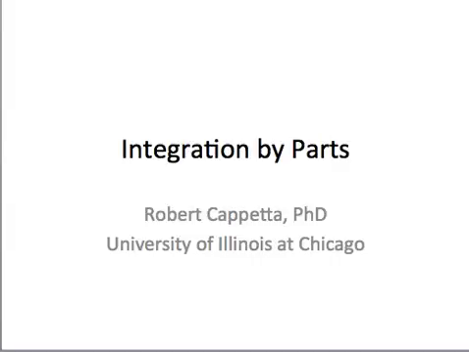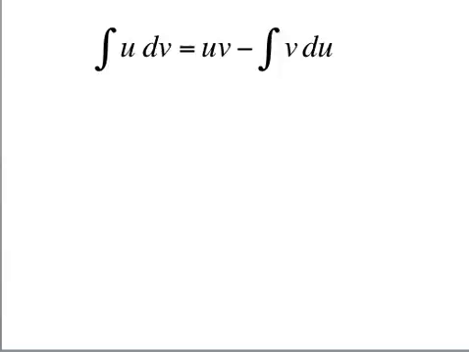This is Bob Capetta from the University of Illinois at Chicago, and this lesson is on integration by parts. The formula is the integral of u dv equals uv minus the integral of v du. And the challenge is to determine which is going to be u and which is going to be dv. So let's look at an example.